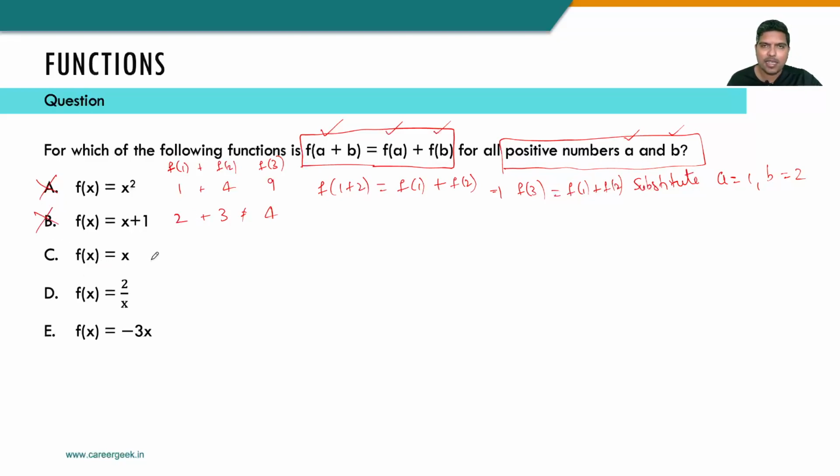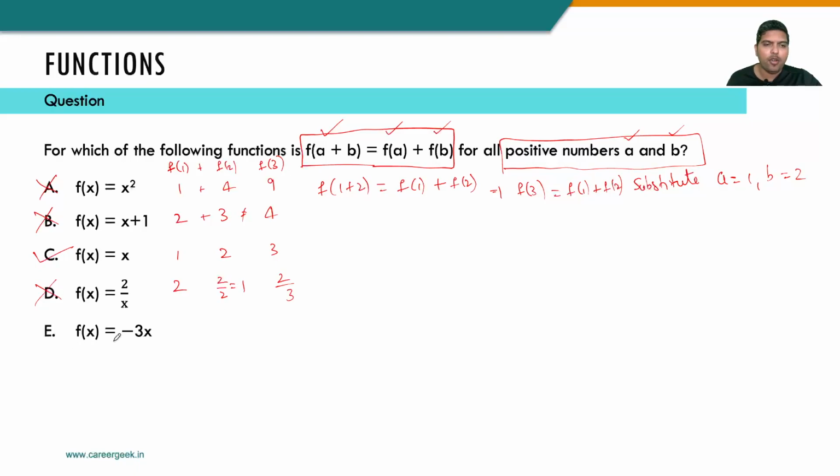F of x is x. So this is easiest. F of 1 is 1. F of 2 is 2. F of 3 is 3. So this will satisfy. Now f of x is 2 upon x. So f of 1 is 2 upon 1. And f of 2 is 2 upon 2, which is 1. And f of 3 is 2 upon 3. So this is never going to be the answer. 2 plus 1 is 3. It's not 2 upon 3.